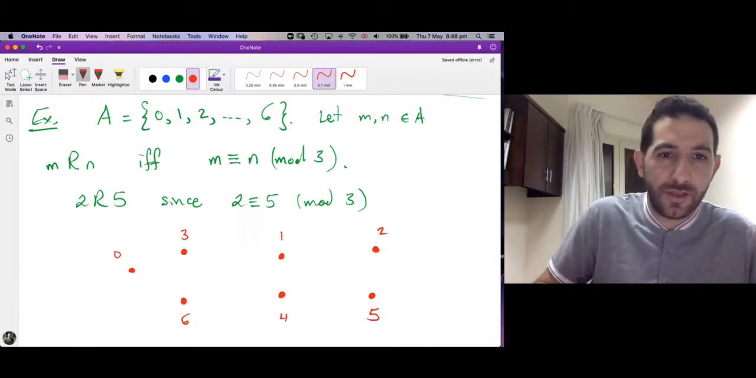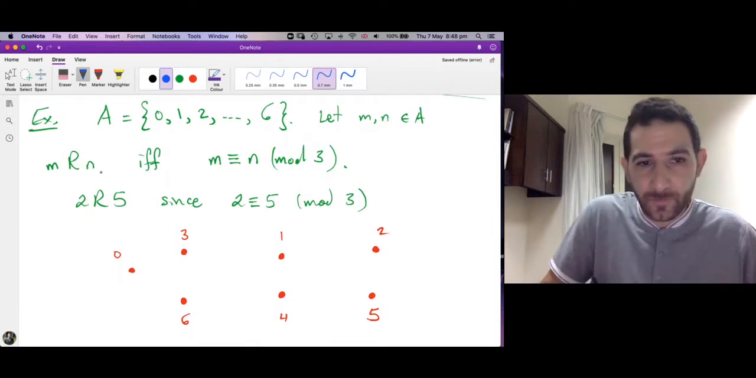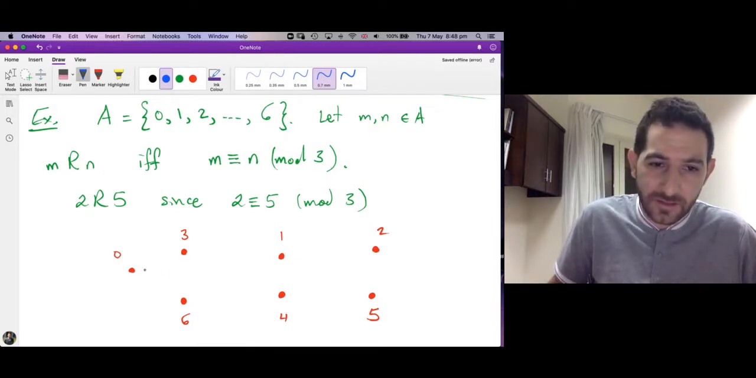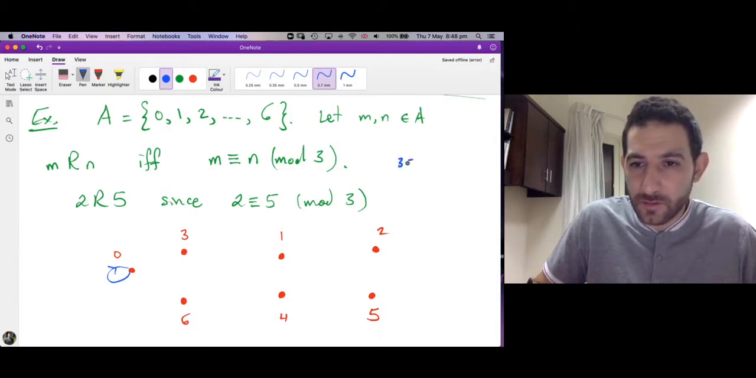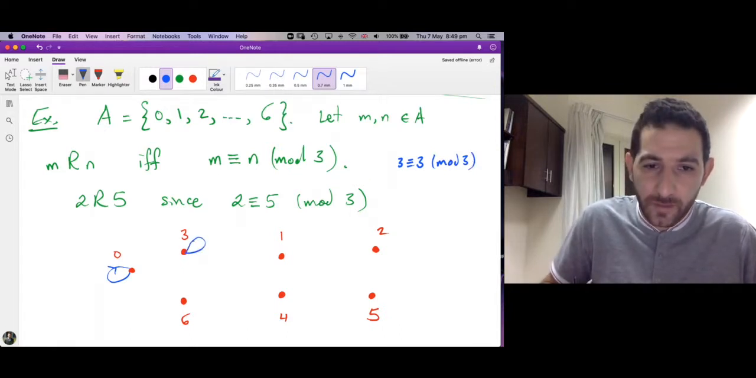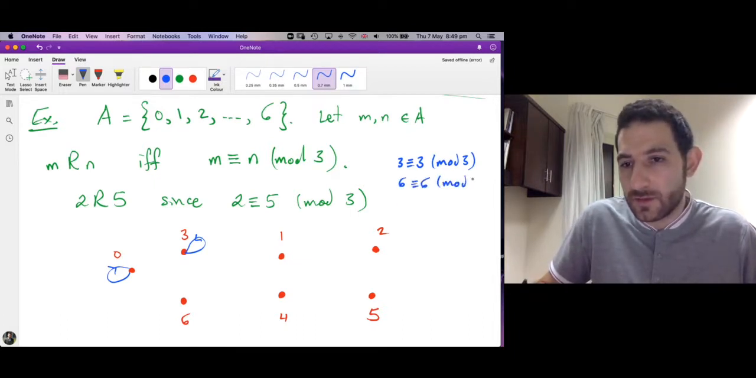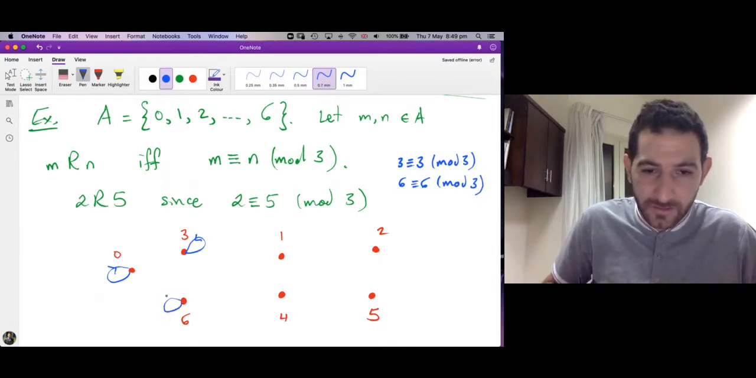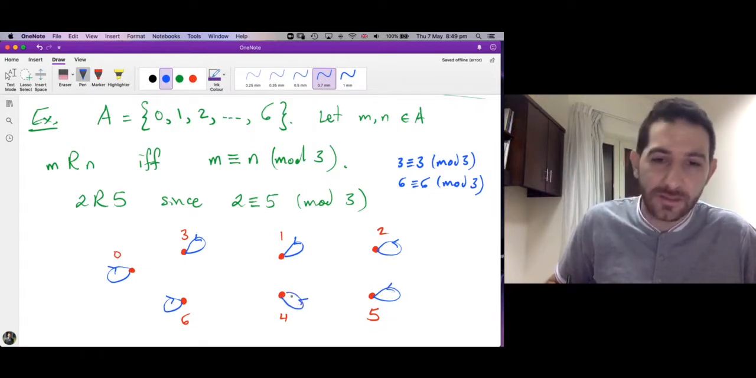And now let's draw the arrows. So is 0 related to itself? Yes, because 0 is congruent to 0 mod 3 because 3 divides the difference. Is 3 related to itself? Yes, again, because 3 is congruent to itself mod 3 because the difference is 0. 3 divides 0. Similarly for 6. 6 is congruent to itself mod 3 because 3 divides the difference, which is 0. Okay, similarly, every element in the set A is related to itself by the relation R. So we have all these elements are related to themselves. Okay, so this means the relation is reflexive.